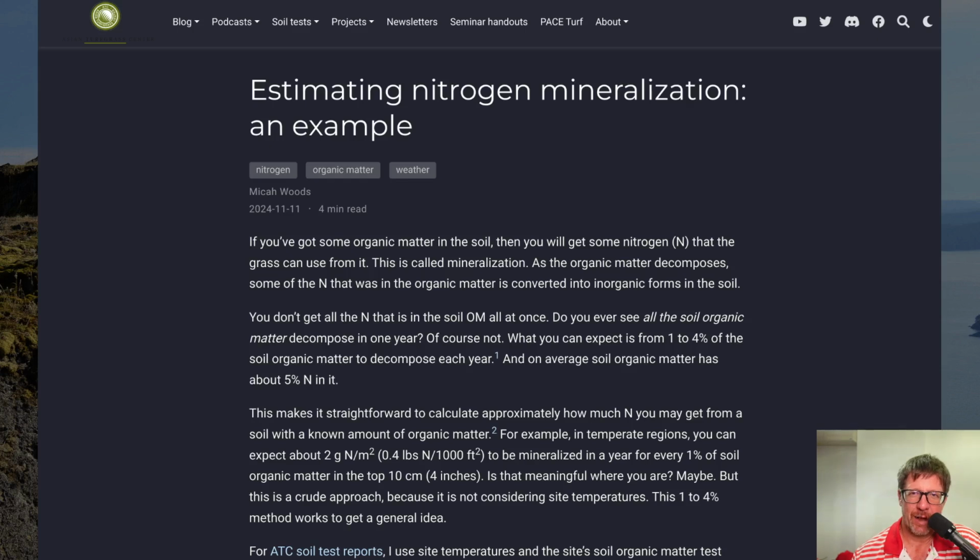So there's just a couple of things that we need to remember. Not all of the organic matter in the soil decomposes in 1 year. You can expect it to be somewhere between 1 to 4%. And you can expect that the organic matter in the soil contains about 5% nitrogen. And now we already have enough information to calculate on a per area basis how much nitrogen can be mineralized.